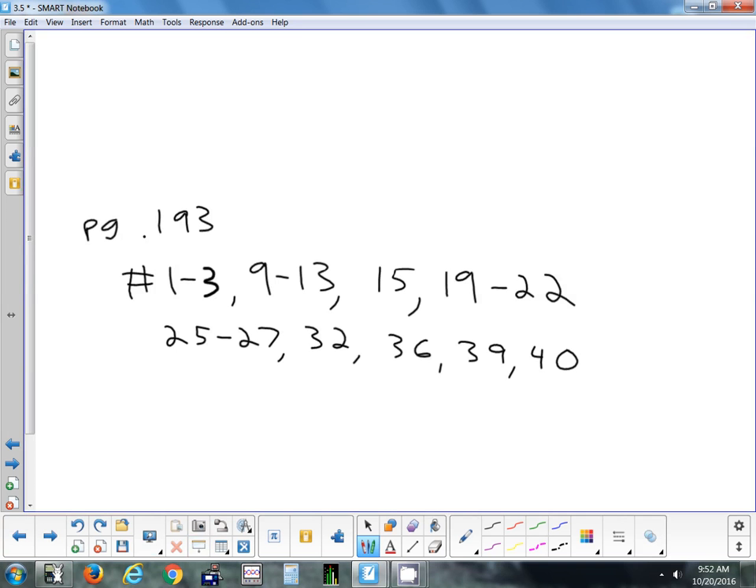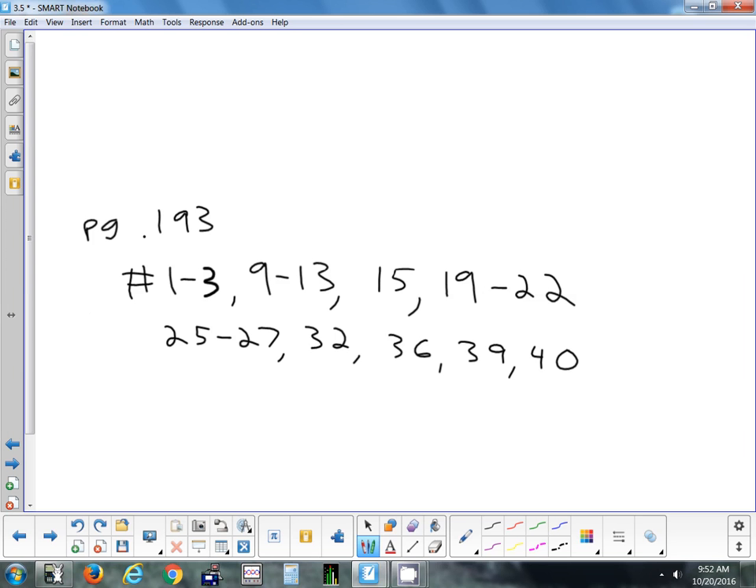All right, so the homework kind of jumps around a little bit like usual. It's on 193. Not every problem is finding roots. Some of them are just like write the conjugate of the numbers. It's a real fast problem. Or take these 2 numbers and add them together. Okay, really quick stuff. Some of them you have to find roots. Okay, so 1 through 3, 9 through 13, 15, 19 to 22, and 25 to 27, 32, 36, 39, and 40.